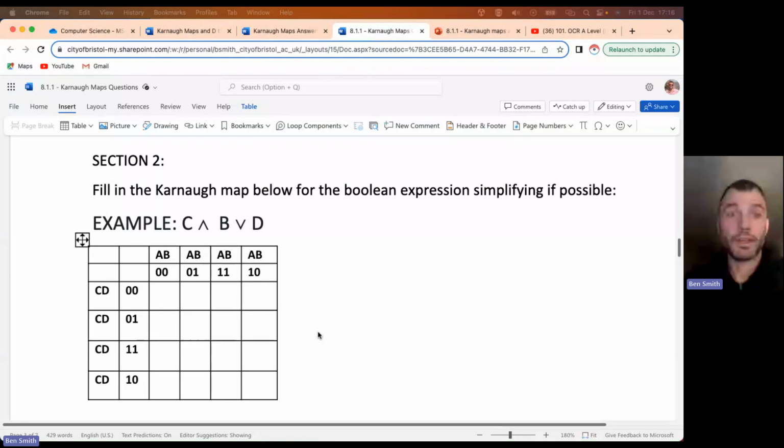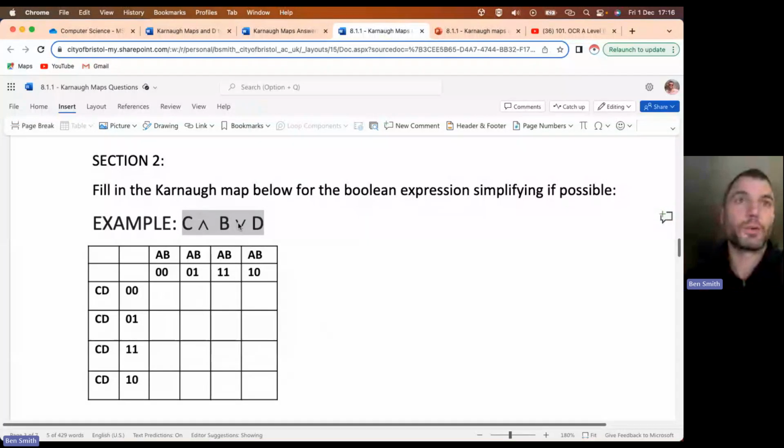Okay, so the second part to Karnaugh Maps is how do you take a logical Boolean expression like this, C and B or D, and turn that into a Karnaugh map? Because this is something you could also get asked in the exam. And once I've shown you this example, I'll maybe do another example and show you the past paper questions so you have an idea of what you need to answer.